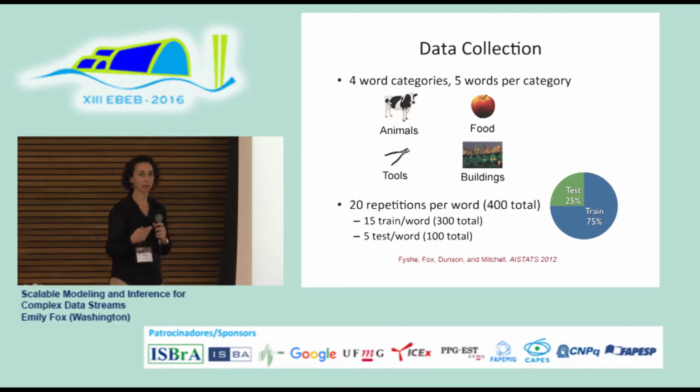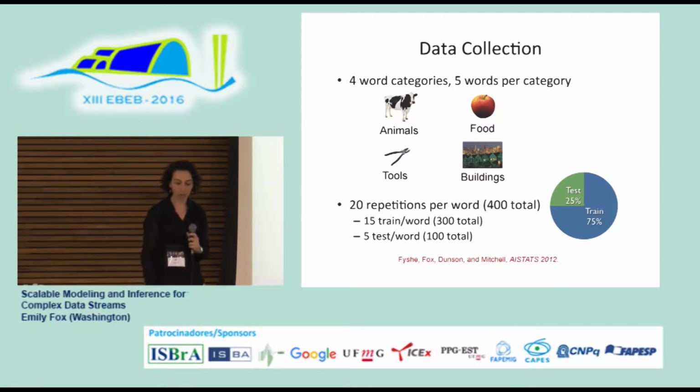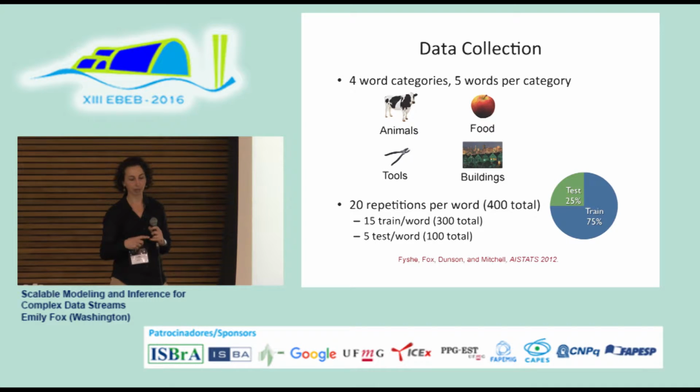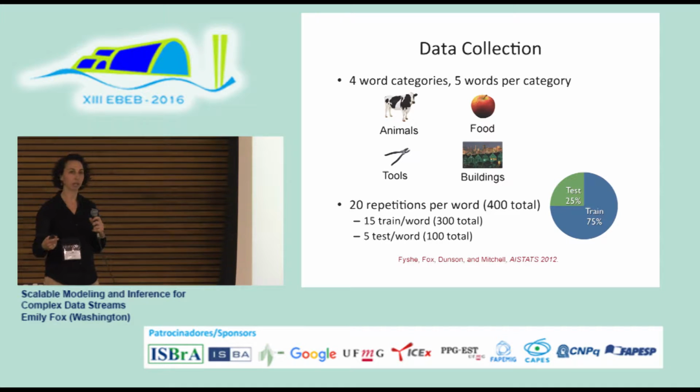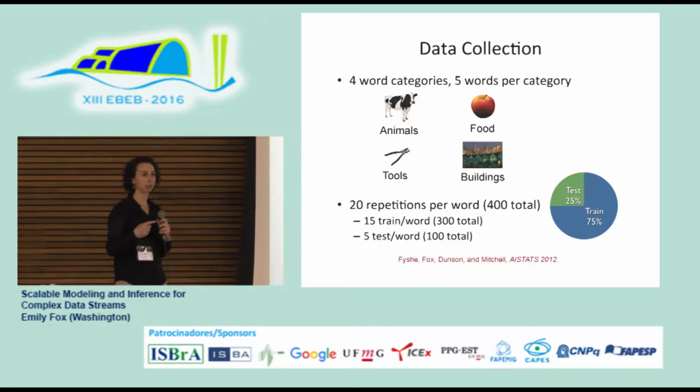But let's get to some actual data analysis here. So for this application, we had 4 different word categories: animals, food, tools, and buildings. And for each word category, there were 5 words in that category that the person was shown. And for each word, the person was shown that word 20 times. We're going to use 15 of those trials to train a word-specific model. And then we're going to hold out 5 trials to test our classification performance, where we're just interested in classifying the word into the correct word category.